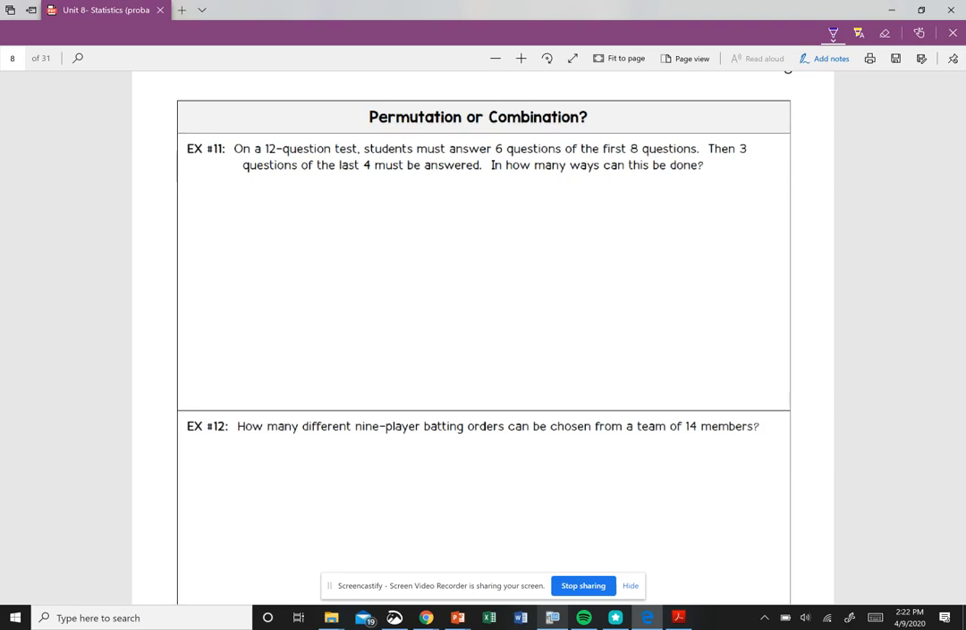So we have 12. We must choose 6 of the first 8. So we have 8. Now, are we choosing, and does order matter? Order probably doesn't matter as much. We don't care if we answered question 5 before we answered question 3. We just cared that we answered question 5 and question 3. So I'm going to use combination, and I'm choosing 6. And then I have to choose 3 in the last 4, so there are going to be 4 questions, and I'm choosing 3.